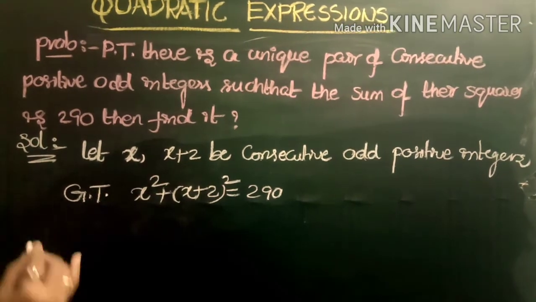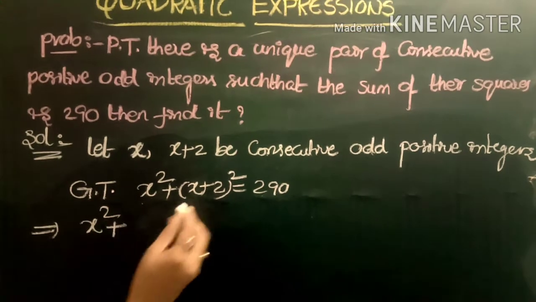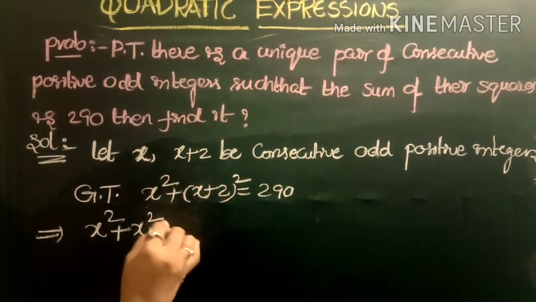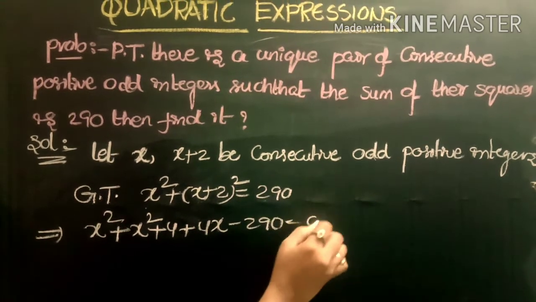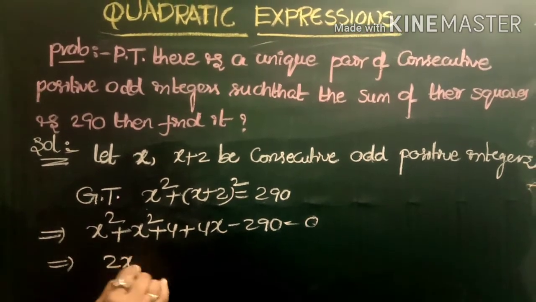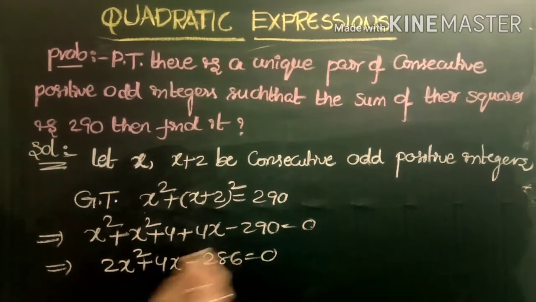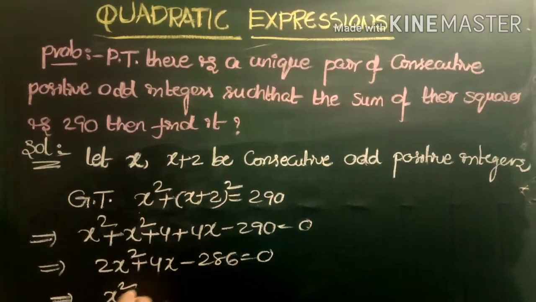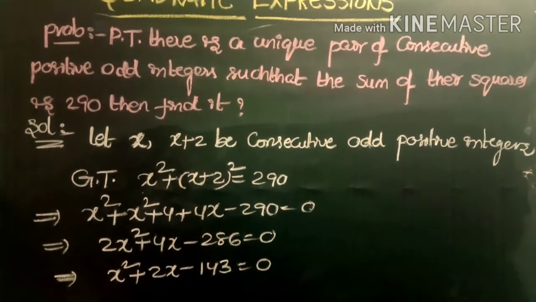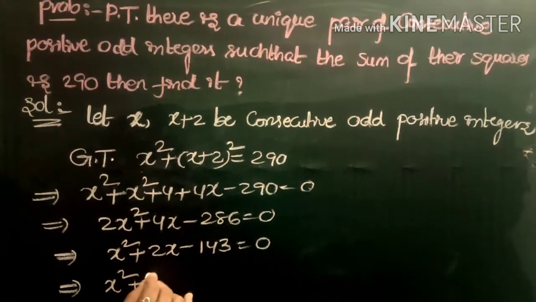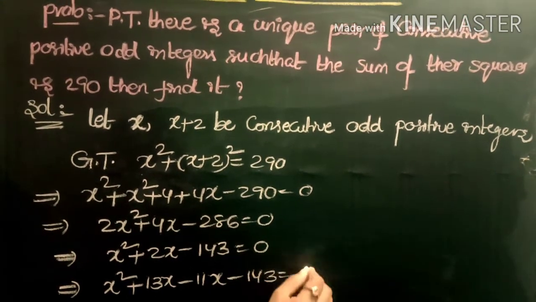So which implies, after simplification of this equation, taking the expansion, we get x square plus x square plus 4 plus 4x minus 290 equal to 0. That is, 2x square plus 4x minus 286 is equal to 0. Now taking 2 common, x square plus 2x minus 143 equals 0. Now taking the factorization, x square plus 13x minus 11x minus 143 equal to 0.